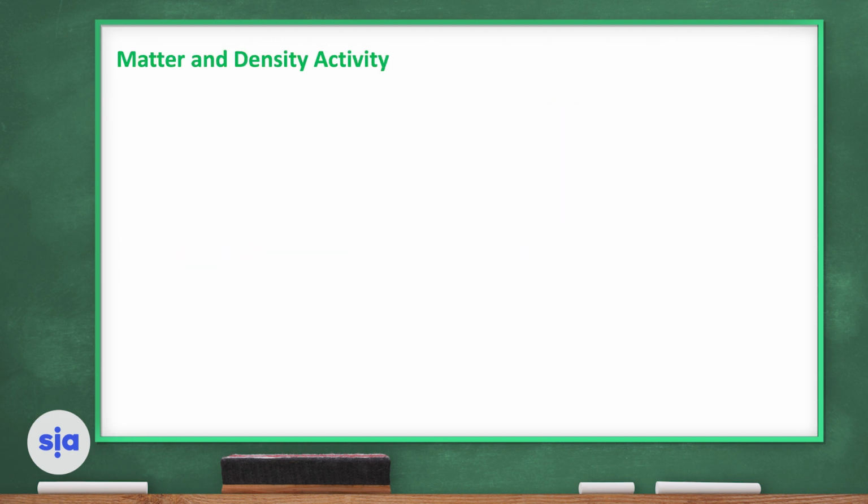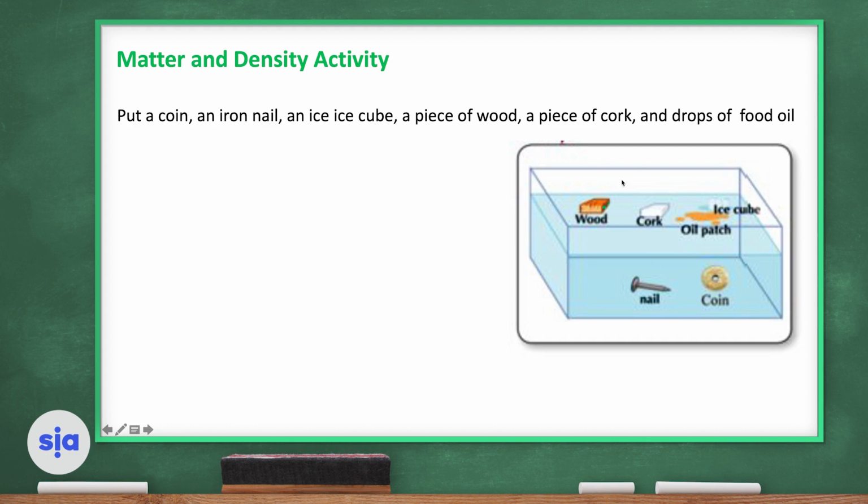Let's have a look at this activity. You get a trough full of water and try to put a piece of wood, a cork, an ice cube, pour some oil, and a coin and a nail. And look what will happen. What do you observe?